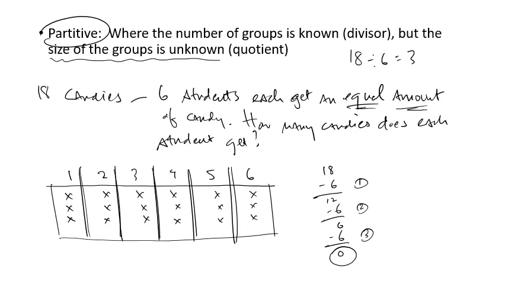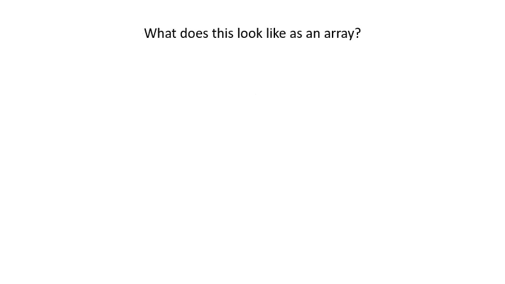So for integer division, the two models are awfully similar. For fraction division, they're very dissimilar. So we'll have a look at that a little bit later on. So we've already seen what this looks like as an array a little bit in the previous slide, but just to take a moment to look at this.